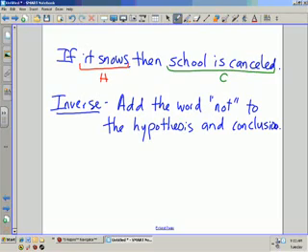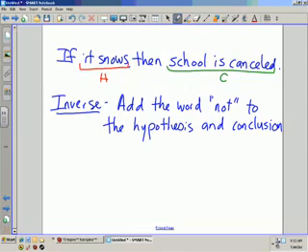Add the word not to the hypothesis and the conclusion. And forgive me, I just realized that looks awful. There, hopefully you can read that. So instead of "it does snow," I'm going to change it to "it does not snow." And instead of "school is canceled," I will make it "school is not canceled."